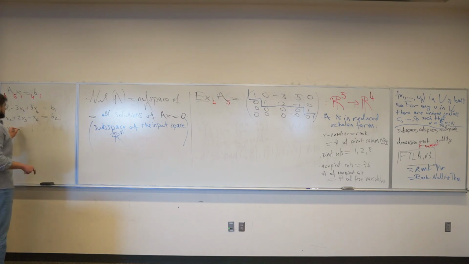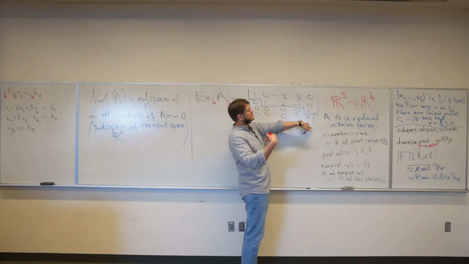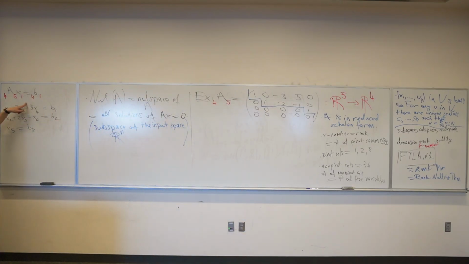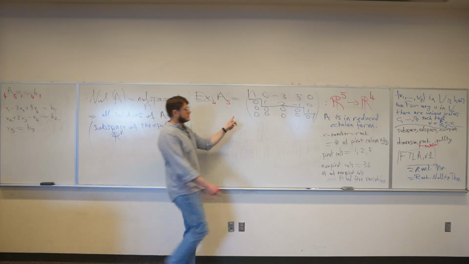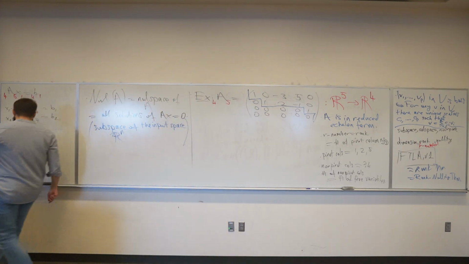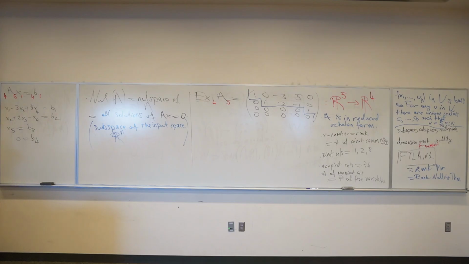x5 equals b3. And we don't have anything else. The last row doesn't say anything. Of course, this requires that if this A is the left-hand side matrix, in order for this system to have a solution, remember, the last entry of B has to be 0, because of this row. Let's write that as well. 0 equals B4.